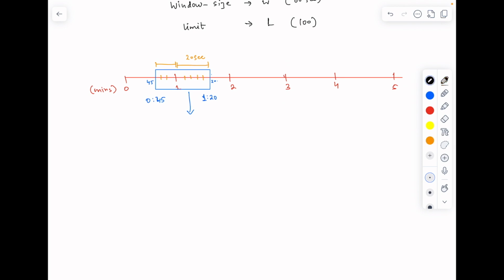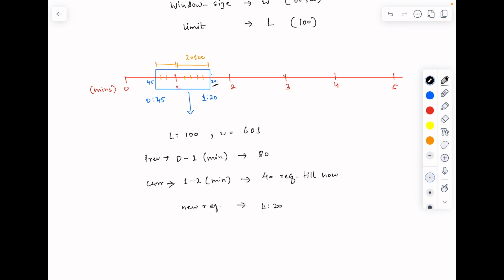So for our example, let's assume we already took the limit to be 100 and our window size is 60 seconds, and let's say in the previous window, that is from 0 to 1 minute, we had a total of 80 requests. And let's say in the current window, that is from 1 to 2 minutes, we have received 40 requests till now. By till now, I mean till 20 seconds have passed. And the new request was made at 1 minute 20 seconds, as we saw here. So the time elapsed in the current window is 20 seconds, which is this.